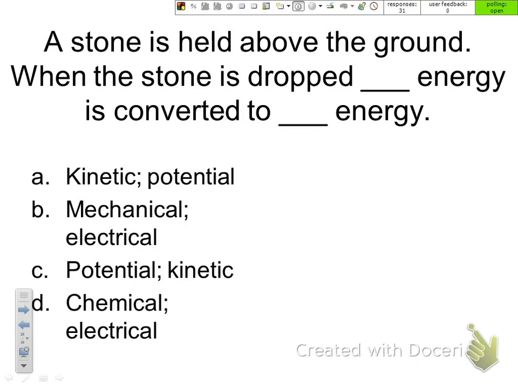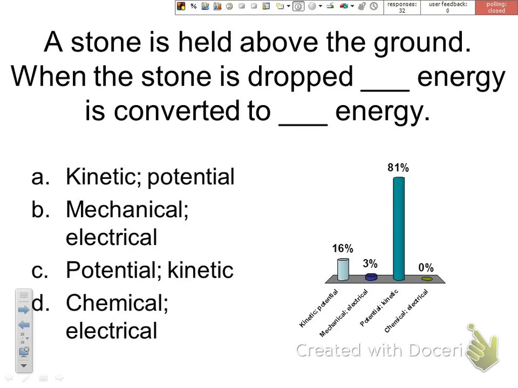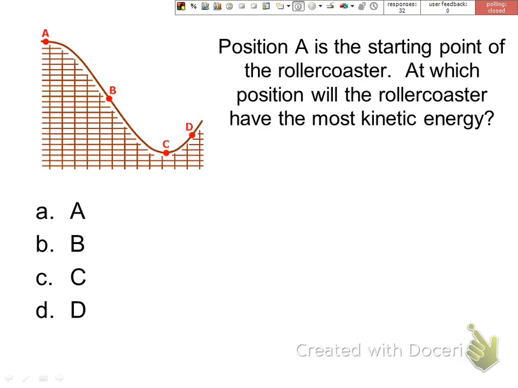I need final answers, and I'm waiting on one more person. 3, 2, 1. Somebody's missing out. There we go. All right, good. 81% of you said potential to kinetic. Okay?